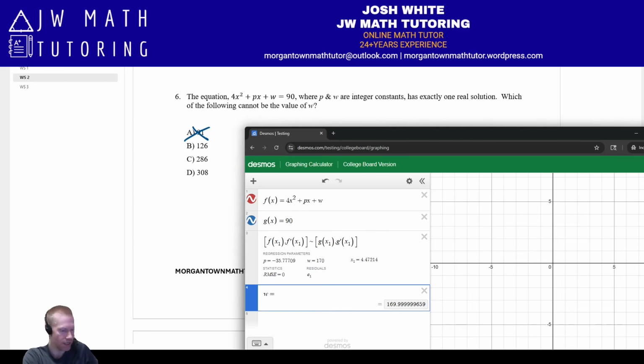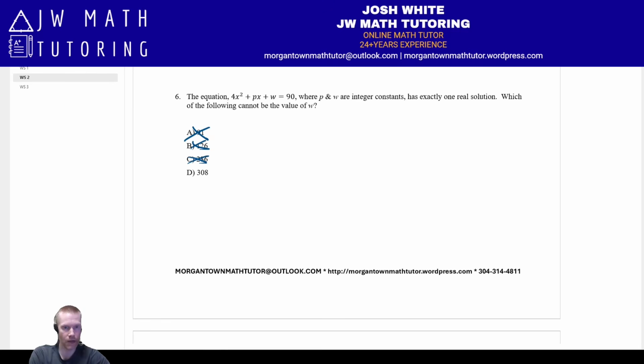Looks like it's going to be d, and it is right here. Notice p is not an integer. That means this is the correct solution to the problem. W cannot be 308 because then that forces p to not be an integer. That's what I think is the quickest, fastest, easiest way to do this.